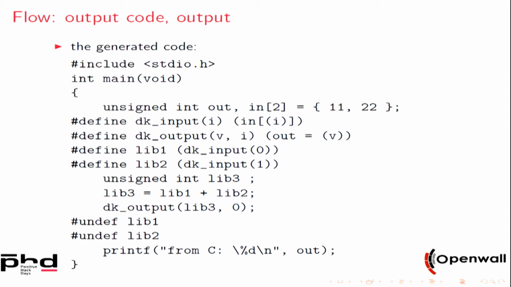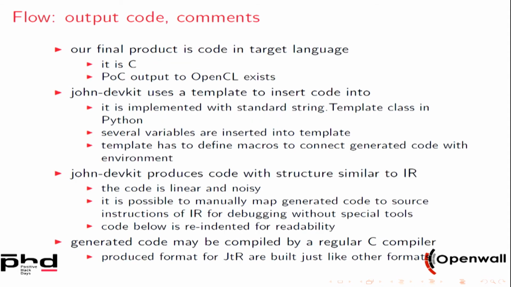The generated code is combined with the intermediate representation and our template. And the template is using macros to connect with it. It identifies how the generated code is embedded. Normally we have C and we have a test output into OpenCL.